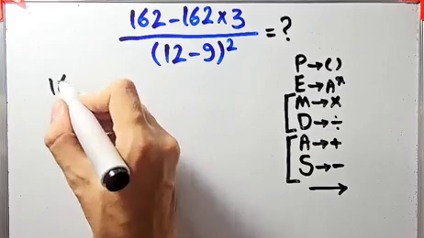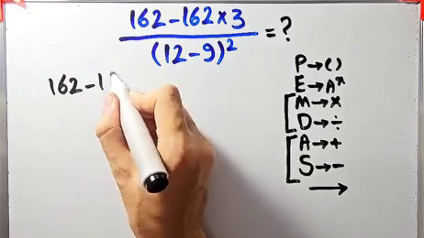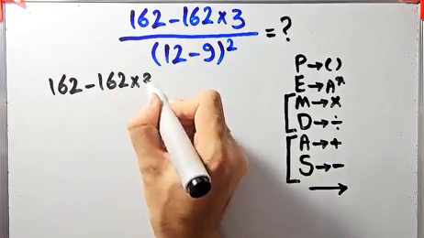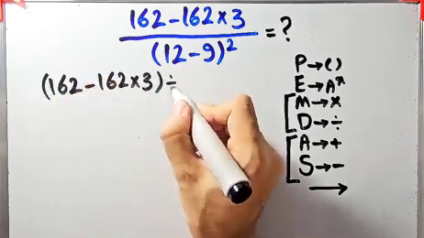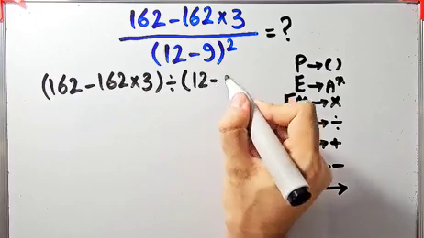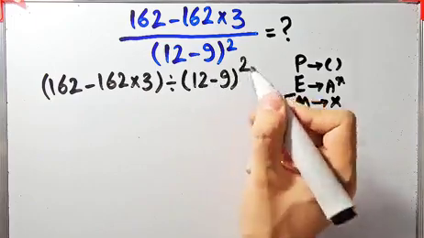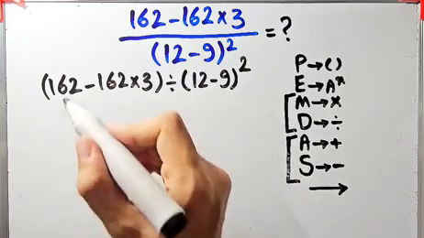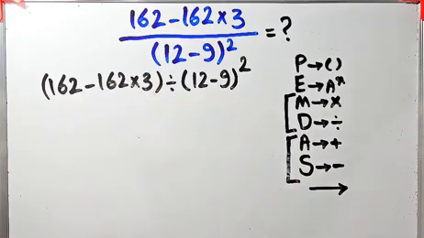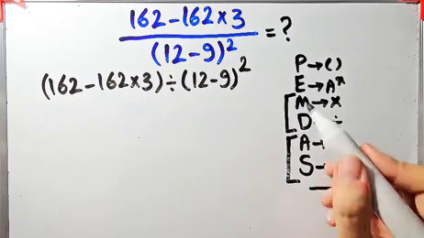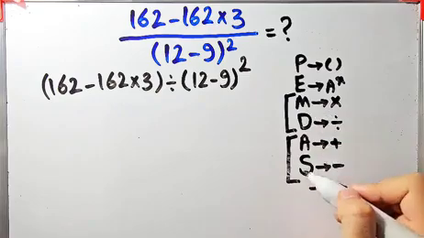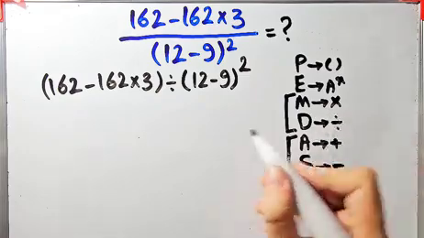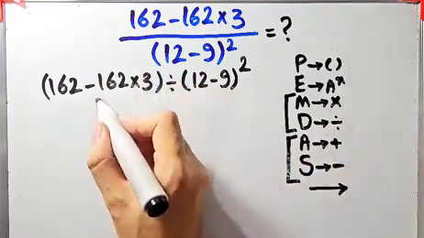We have 162 minus 162 times 3, then divided by open parentheses 12 minus 9 close parentheses, then all of them to the power of 2. Okay guys. According to the PEMDAS rule, first we simplify these parentheses. Inside these parentheses, we have subtraction and multiplication. According to the PEMDAS rule, multiplication has higher priority than subtraction. So, first we simplify this multiplication.